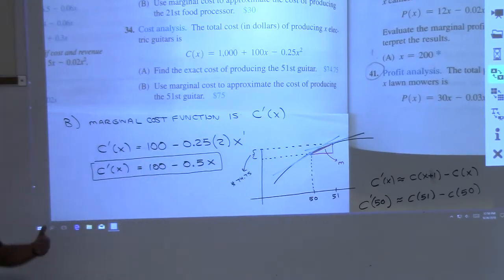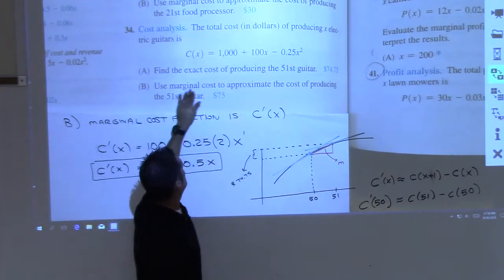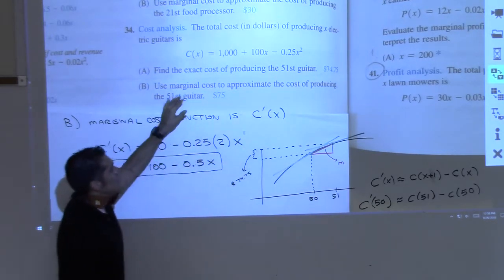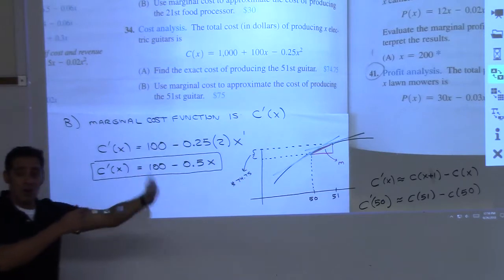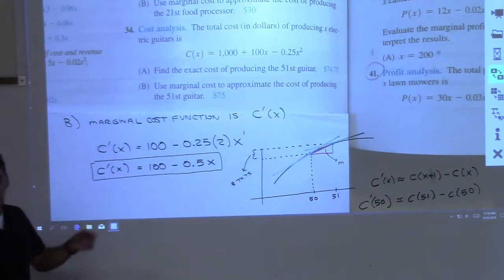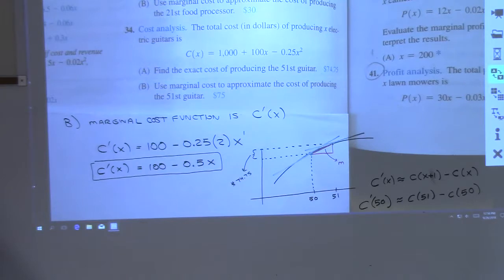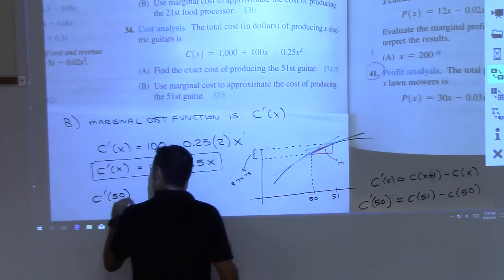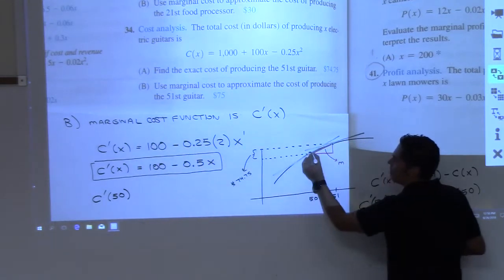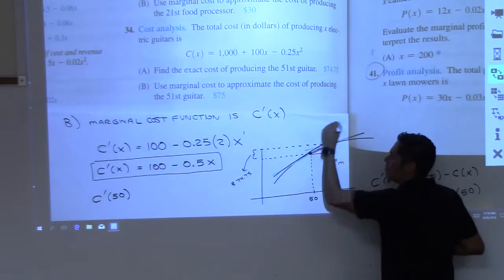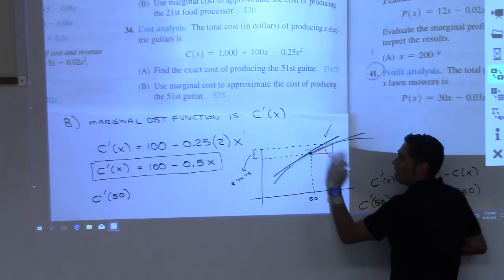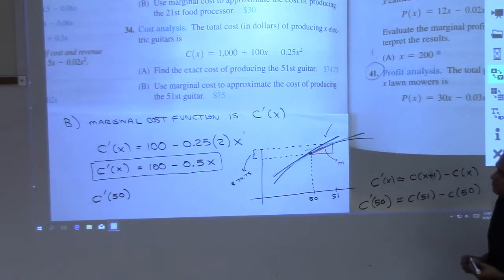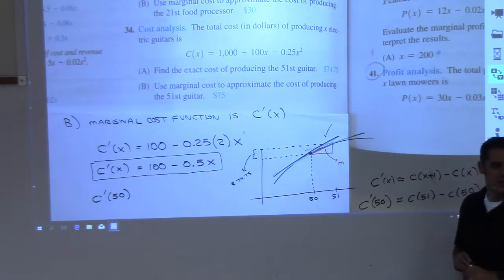If we want to approximate the cost using the marginal cost function, if we're looking at the 51st guitar, we actually need to find the derivative at one before it. So we want here C prime of 50. And that means this one right here is the one we're using, all right? The slope of that line is approximately equal to the slope of the red line. Yes or no? We'll do another example, but do you kind of get it?